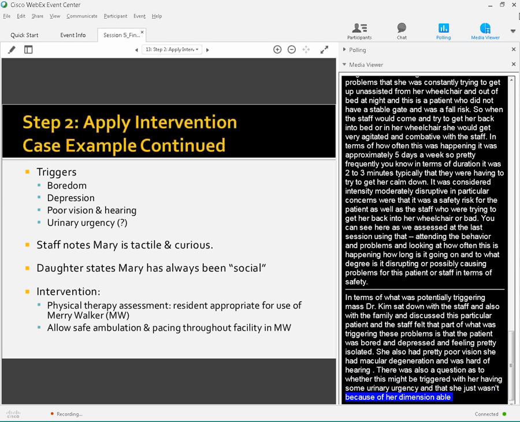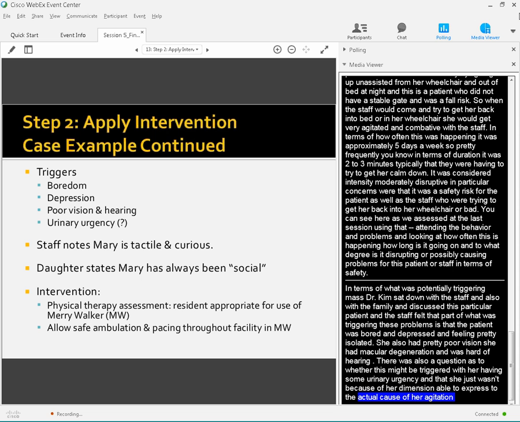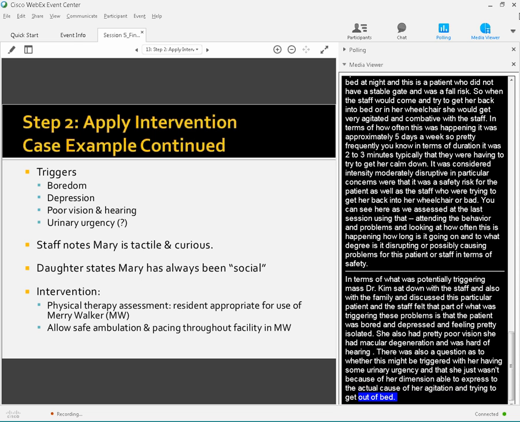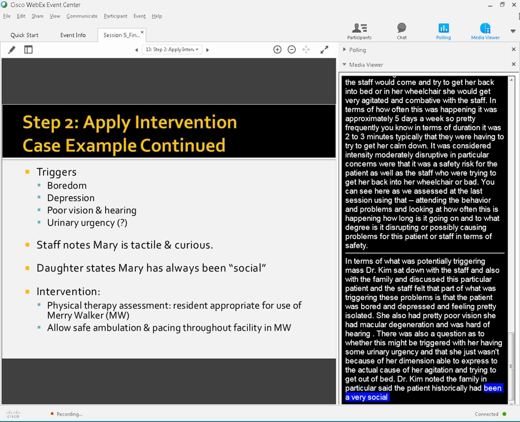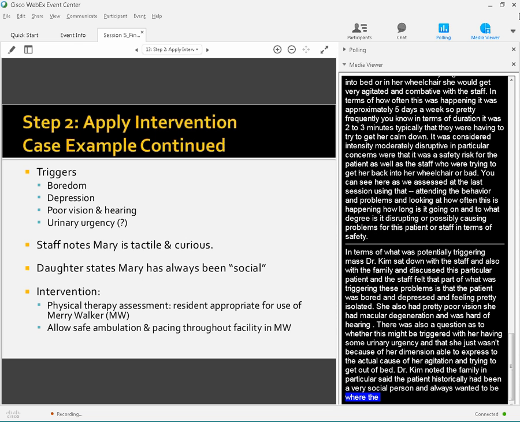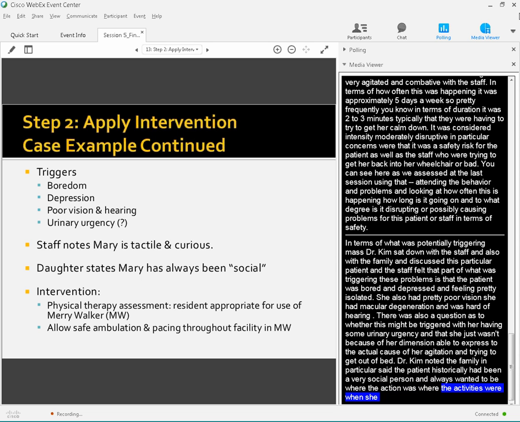Dr. Kim noted that the family in particular said that this patient had historically been a very social person, and always sort of wanted to be where the action was, where the activities were. When she was in the home setting, she sort of had this shadowing behavior where she would want to be in the same room, in the same location where her caregiver was, not necessarily because she was anxious, which sometimes can be a cause, but because she sort of wanted to be there and be interacting with people.